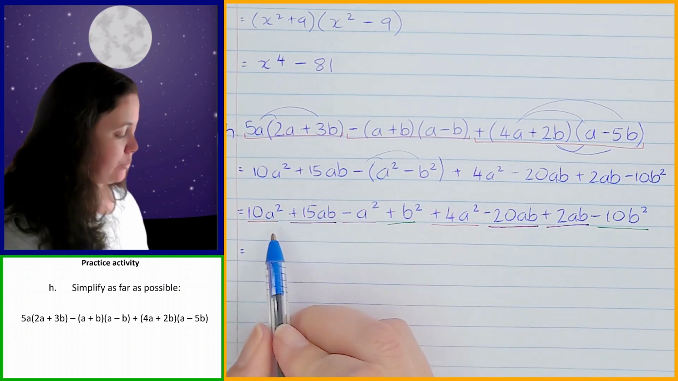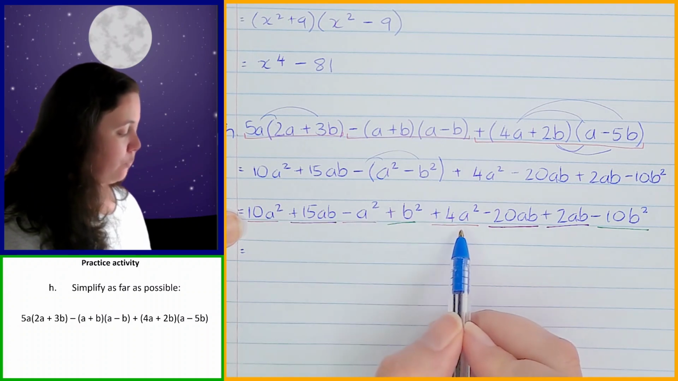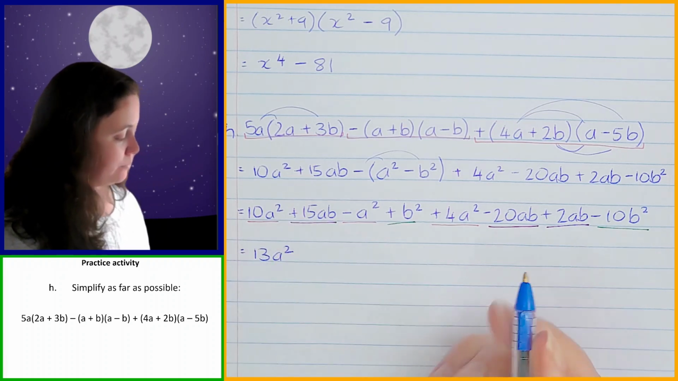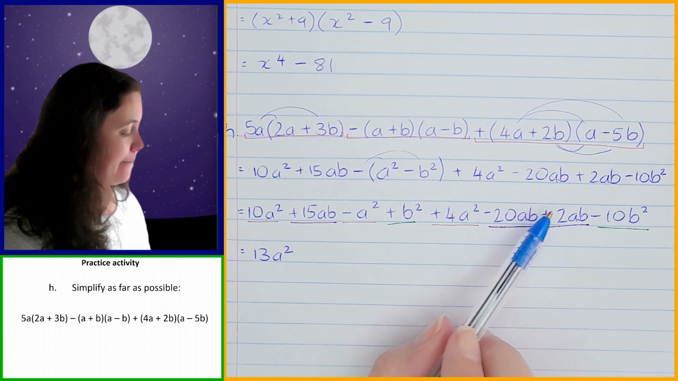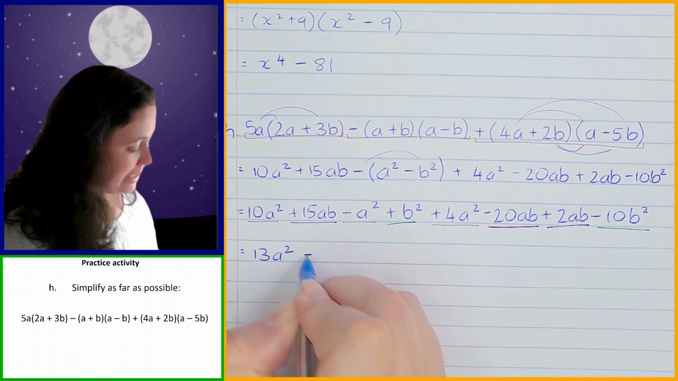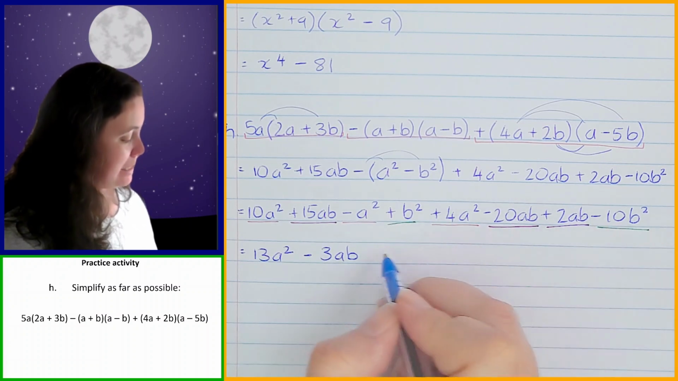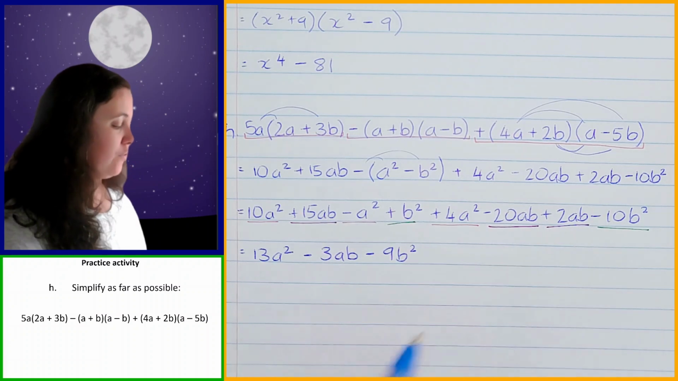So first my a squared. So I've got 10a squared minus a squared and plus 4a squared. That's going to give me 13a squared. Then I've got 15ab minus 20ab plus 2ab. That's going to be minus 3ab. And then b squared minus 10b squared is minus 9b squared. So that's what we should have got for question H.